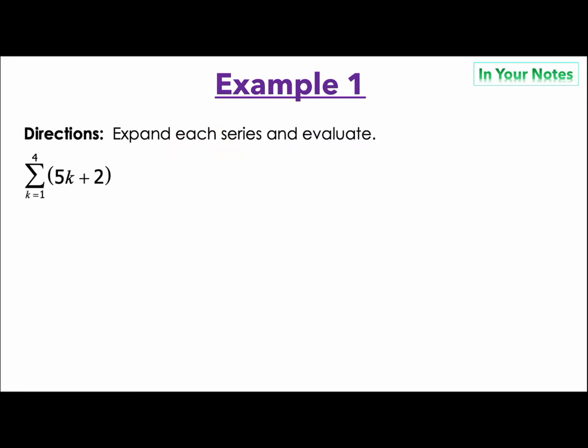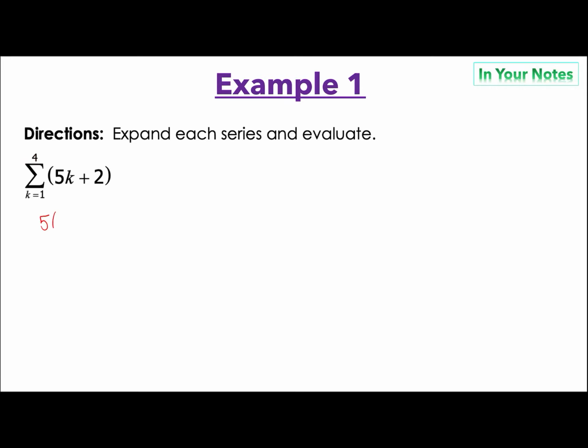We're going to have, I believe, 5 examples today. This is the first one. The directions are all going to say the same thing: expand each series and evaluate. What I like to do is find what each term is individually, and then add all of those up together. We've got the equation 5k plus 2, and we are going to find out what this equals when k is 1, when k is 2, when k is 3, and when k is 4. We're going to stop at 4 because that's our top number.